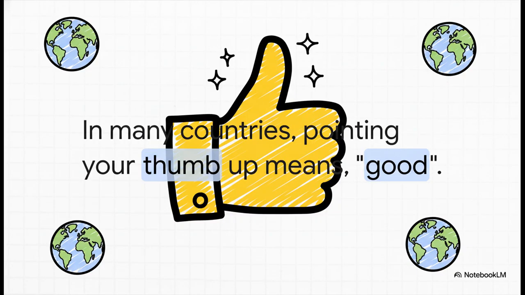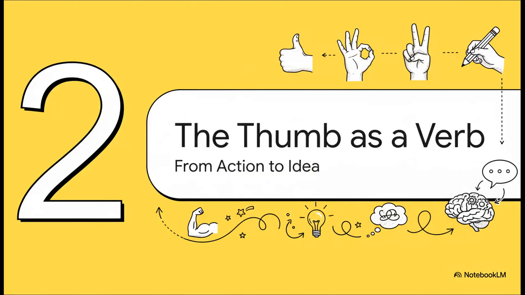It's also a really powerful symbol. As this simple sentence points out, that one gesture carries so much cultural weight. A thumb up can mean good or yes or I got it, all without saying a single word. That is a ton of meaning packed into one little short fat finger. Okay, so we've covered what a thumb is. Now let's get into what a thumb does.